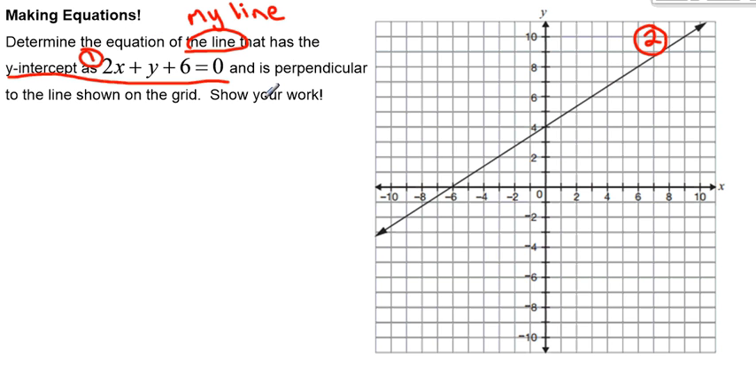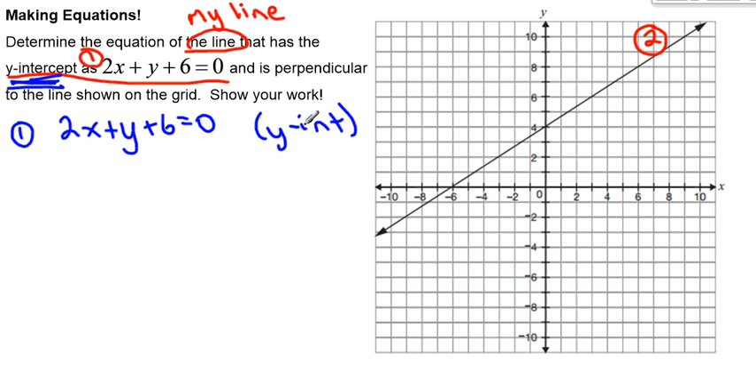So let's reread this now that we have defined a few things a little more clearly. I want to find the equation of my line. And here's what I know about my line. It has the same y-intercept as the first line given and is perpendicular to the line shown on the graph. Okay, so now I can make sense of this. So let's talk about this first line given. So 2x plus y plus 6 equals 0. And what's important about this line is obviously the y-intercept. So I need to find the y-intercept of this line because that will be part of my line.